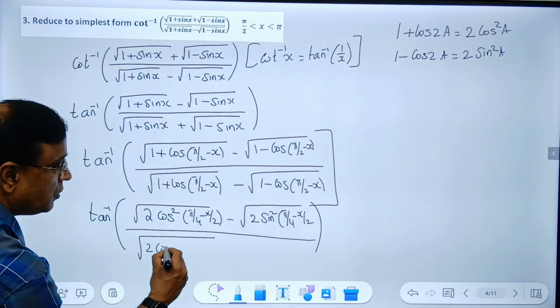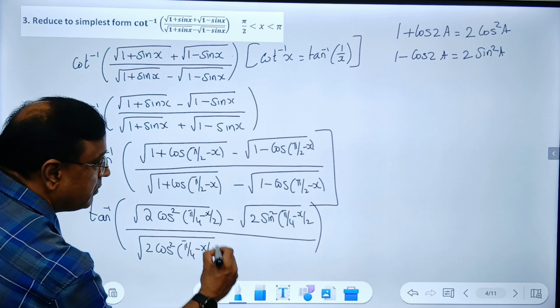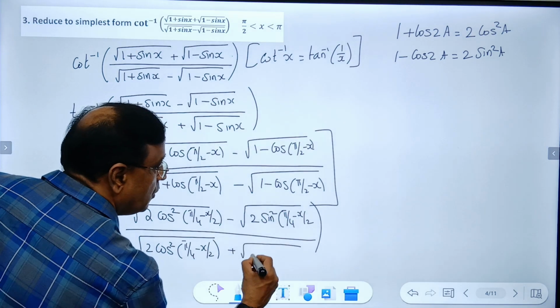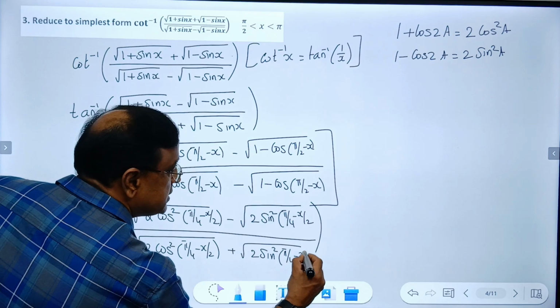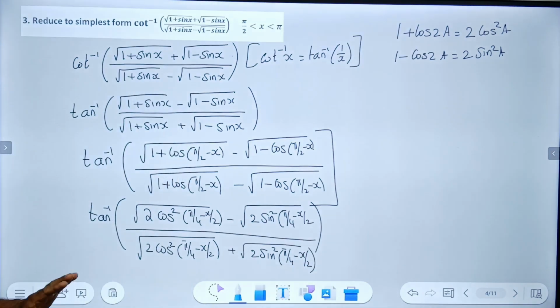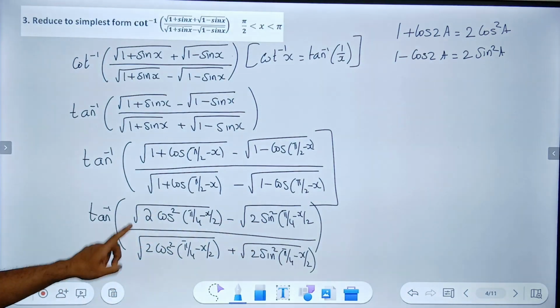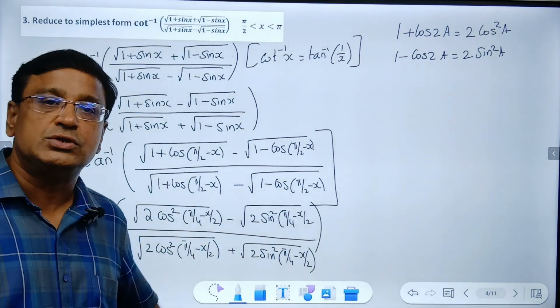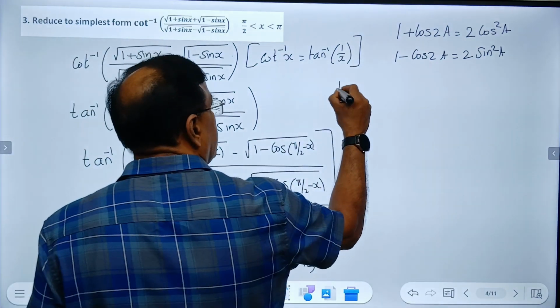2 cos square pi by 4 minus x by 2. And this is root of 2 sine square pi by 4 minus x by 2. Fairly easily it's done. Now if you see on the numerator, root 2 is common. In the denominator also root 2 is common, which can be cancelled. I am not going to show that step. I think that you can understand.